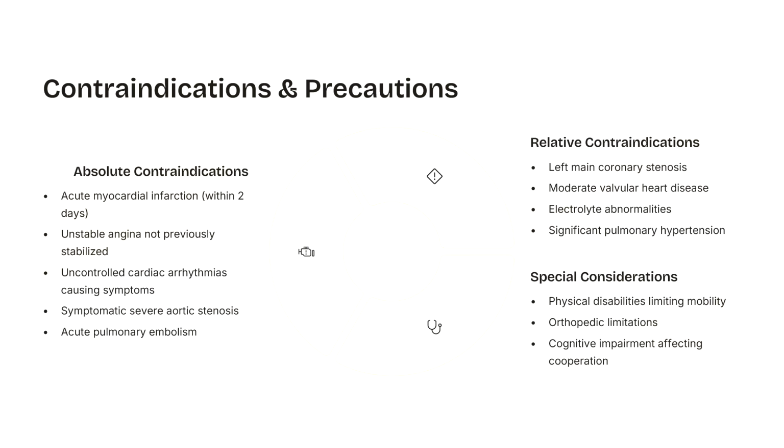Now, what are the contraindications and precautions that should be taken? Absolute contraindications mean acute myocardial infarction within 2 days, unstable angina, uncontrolled cardiac arrhythmias, and symptomatic severe aortic stenosis. All these should be reported immediately. Relative contraindications mean left main coronary stenosis, moderate valvular heart disease, and electrolyte abnormalities. These are relative, compared to the absolute contraindications.